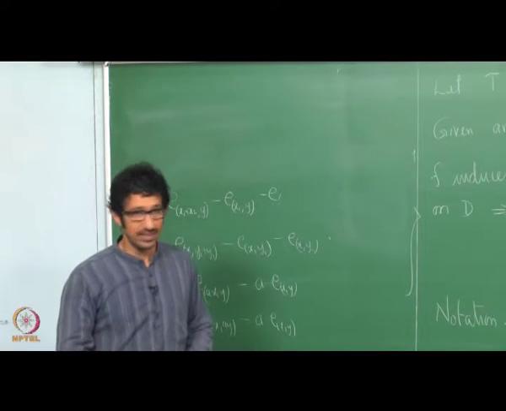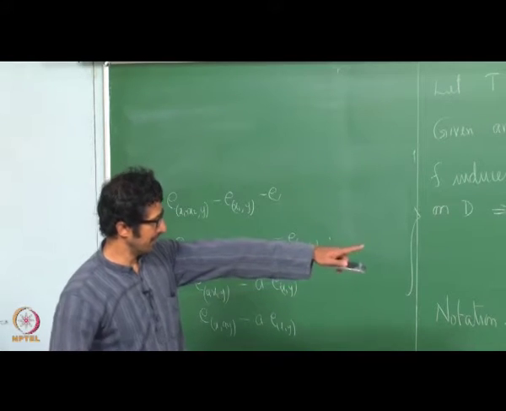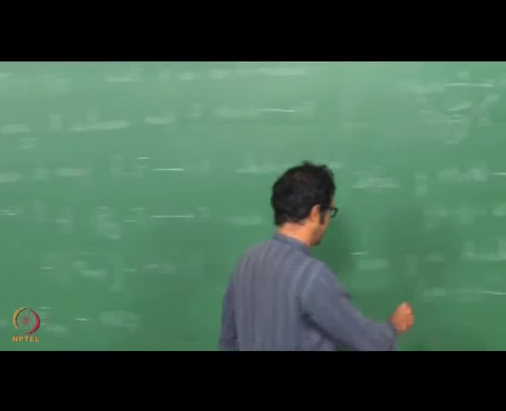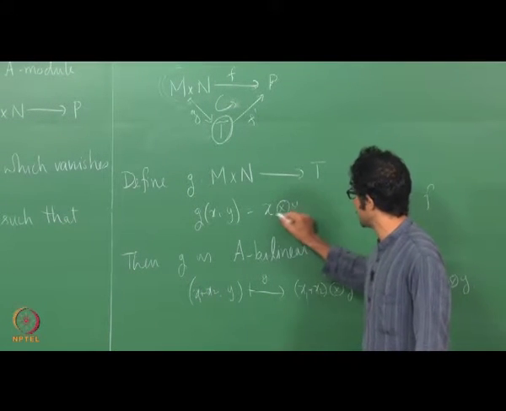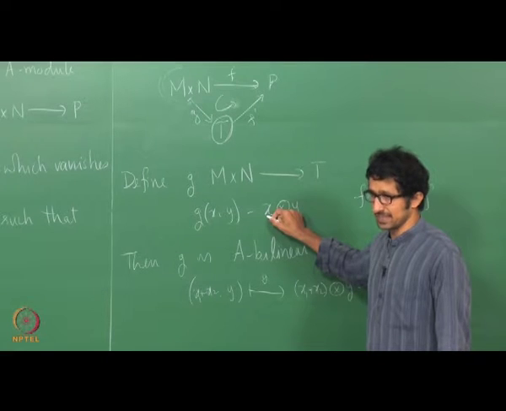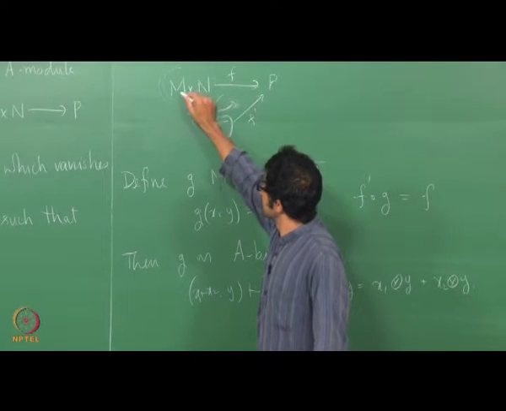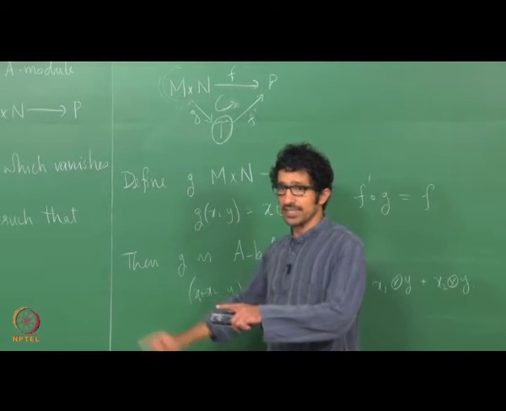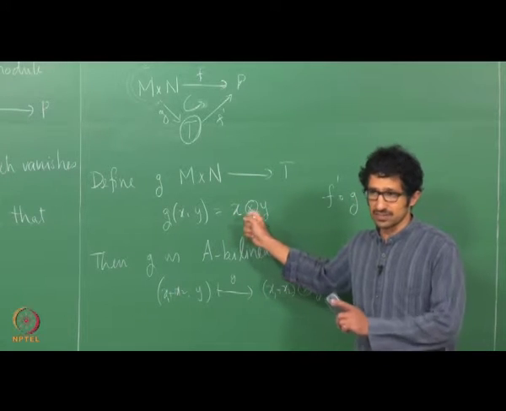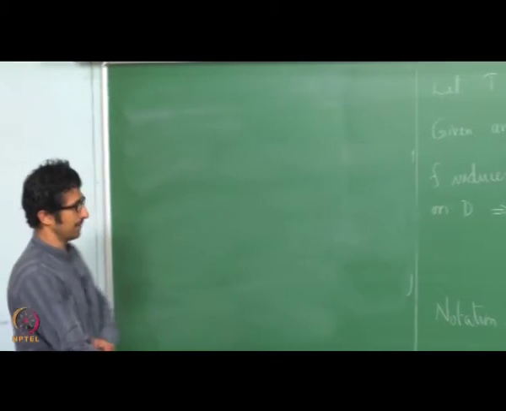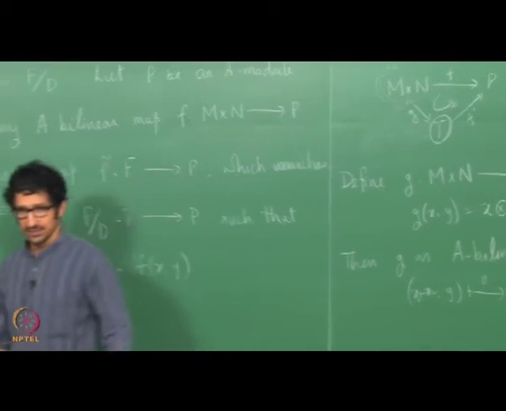Sorry, F prime is not bilinear in this sense. If I think of this as two variables, then it is bilinear. Usually bilinear is talked about when you have two coordinates, but this is also said to be bilinear. So what we are trying to see is the uniqueness of T.